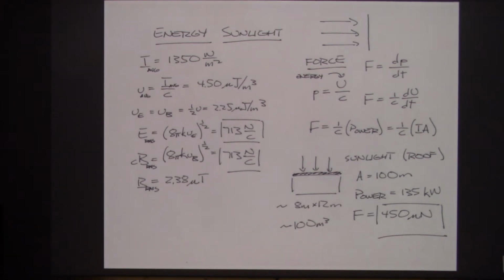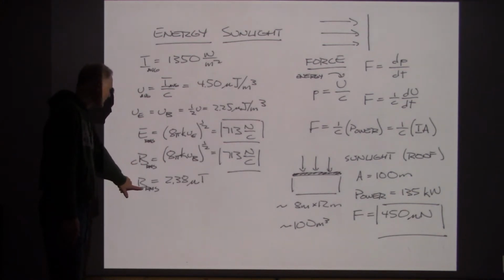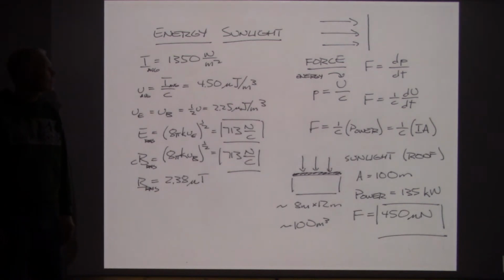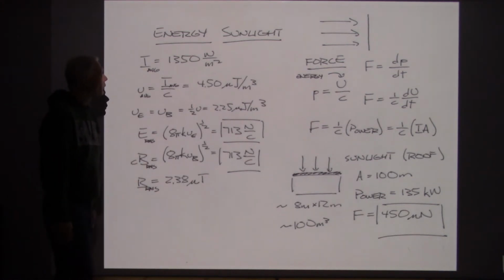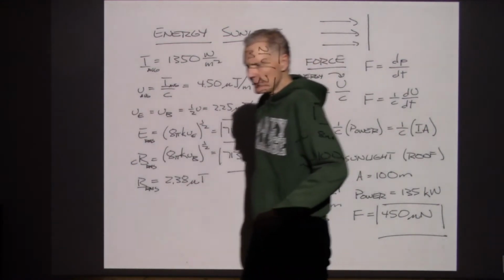713 newtons per coulomb. And then I went back in and put the RMS magnetic field, also wrote that down in terms of Tesla. Okay, so that's what the fields would be. Now, a second part of this question, I think, did we add this in or did they?